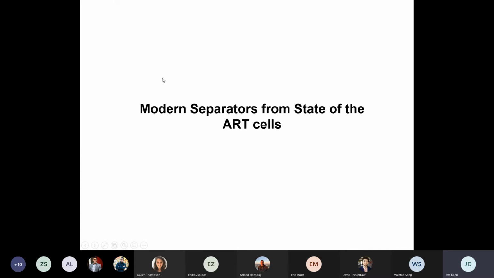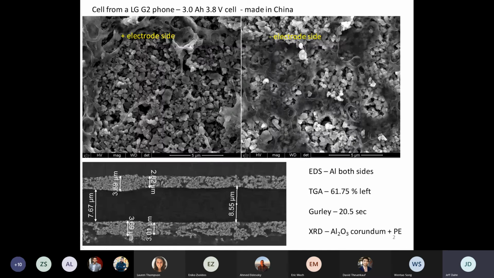And what we have now as state-of-the-art separators go beyond what I've just told you about. So if you take an SEM photograph of a state-of-the-art separator, so this is a cell separator taken from an LG phone, a 3.0 amp hour pouch cell, and the side of the separator touching the positive looked like this. You can see polymer, but you can also see this ceramic. And by X-ray diffraction, the ceramic turned out to be aluminum oxide.